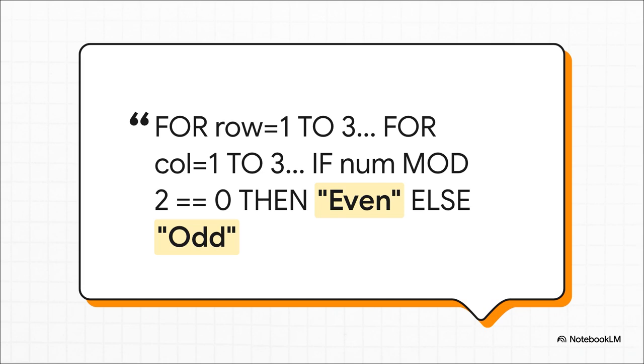What we have is a nested loop, right? It's just moving through a simple 3x3 grid. But the magic happens inside that inner loop. See that? We've stuck an if statement in there. So for every single number in that grid, the loop stops and asks a question, is this number even or odd? We're literally making a decision at every single point in the grid.